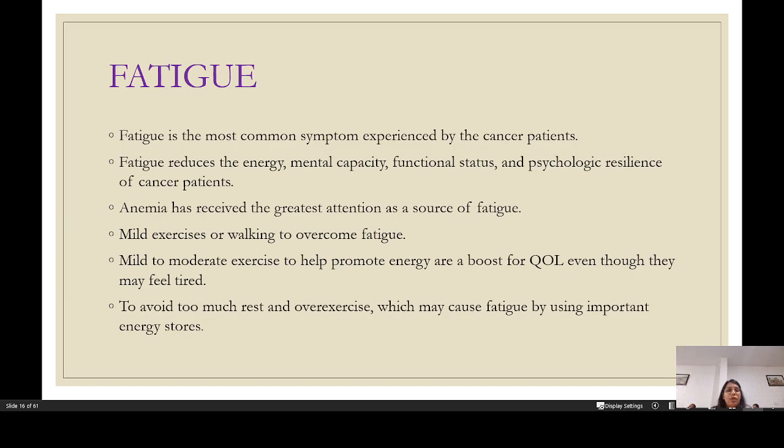Mild exercise or walking to overcome fatigue. Mild to moderate exercise helps promote energy and boost quality of life, even though they may feel tired. Avoid too much rest and over-exercise, which may cause fatigue by using important energy stores.